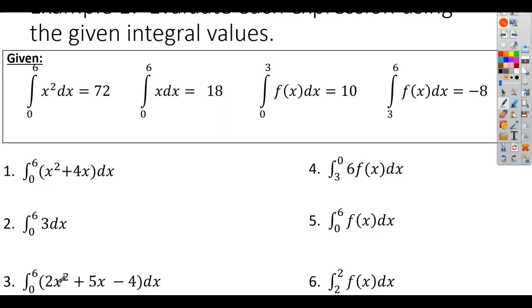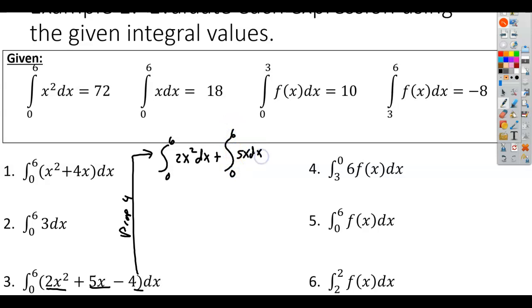Well, as you can see, I've got multiple pieces being added together. So just like I did on number 1, the first thing I'm going to apply is property 4. Property 4 is the one where you split it up into separate integrals. So I'm going to take the integral of 2x squared separately from the integral of 5x and the integral of 4. So that's the first thing I'm going to do, split each of those pieces up. Okay?